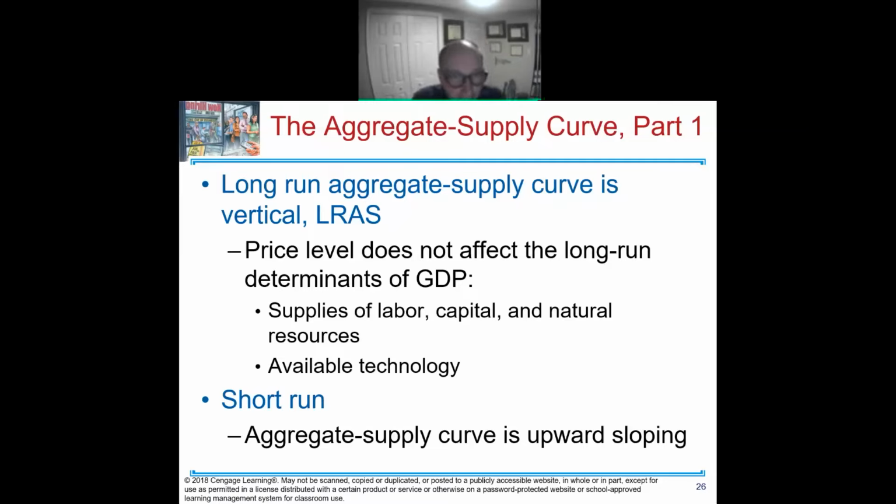With respect to the long run of the supply curve, prices typically don't have an effect in the long run, especially on GDP. The supply of labor, capital, natural resources, and available technology stabilize. All of those things are stable in the long run. There is no real impact of price changes in the long run. So here's another way to think about it.